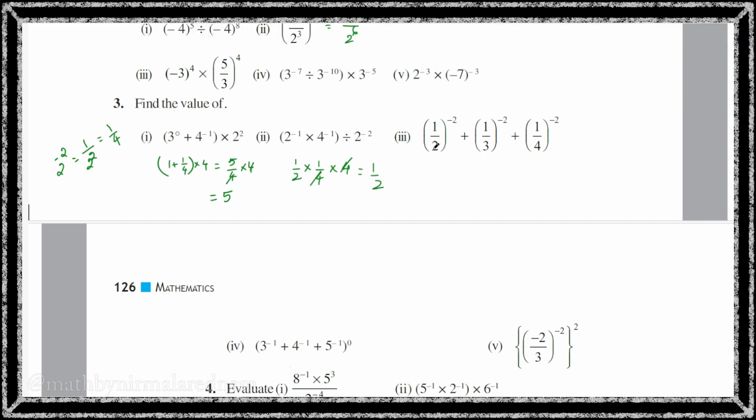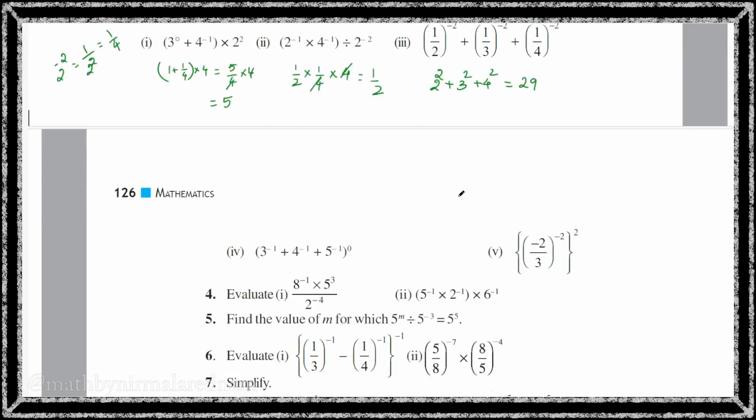Now here I'm going to write it as 2 power... I'm going to take the reciprocal of this to make this positive. Understood? Because a power minus m is 1 by a power m. So in order to make this positive, I'm writing 1 by 1 by 2, which is nothing but 2. So 2 power 2. And similarly, this becomes 3 square and this becomes 4 square. So that is nothing but 4 plus 9, 13 plus 16, 29. That is my answer. So that is your third question.